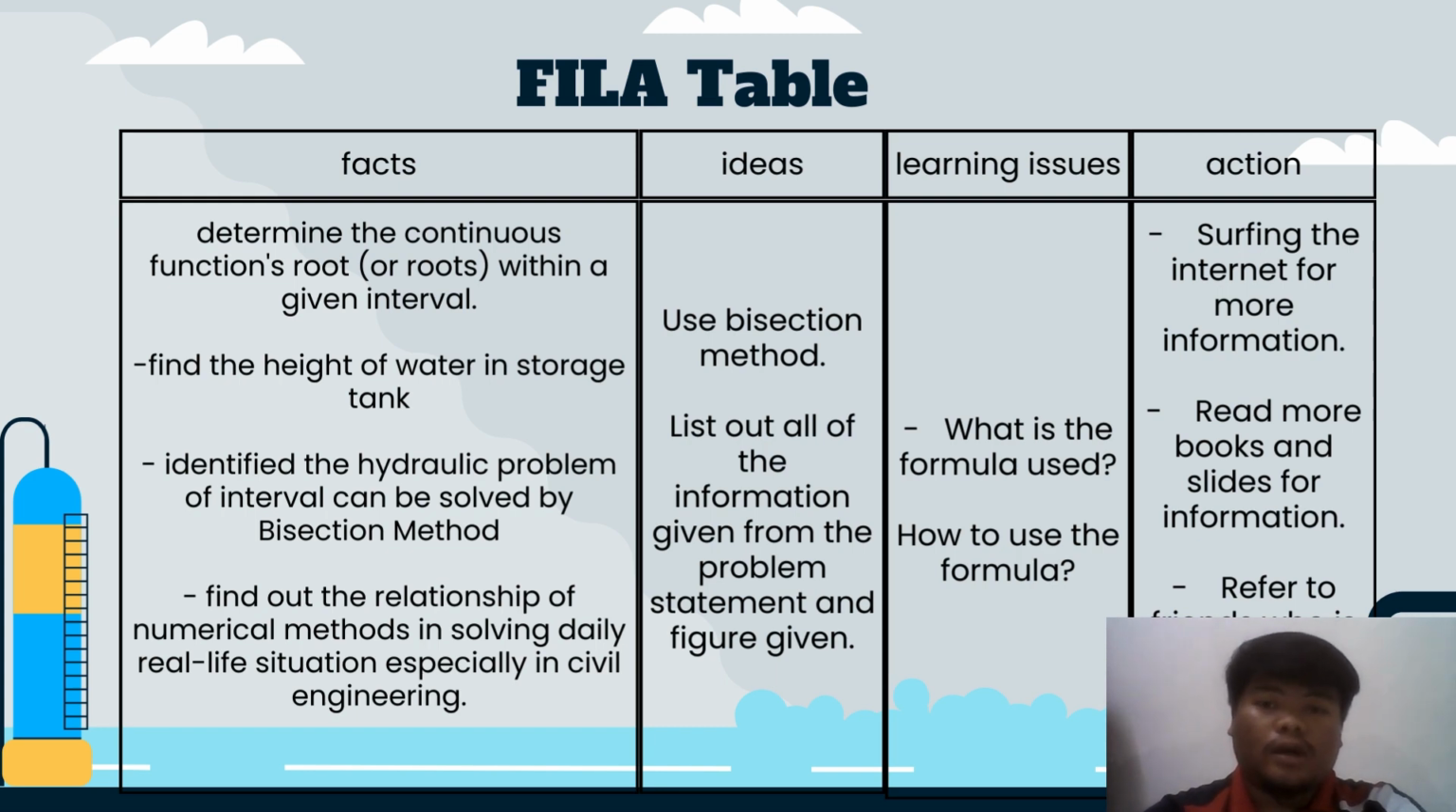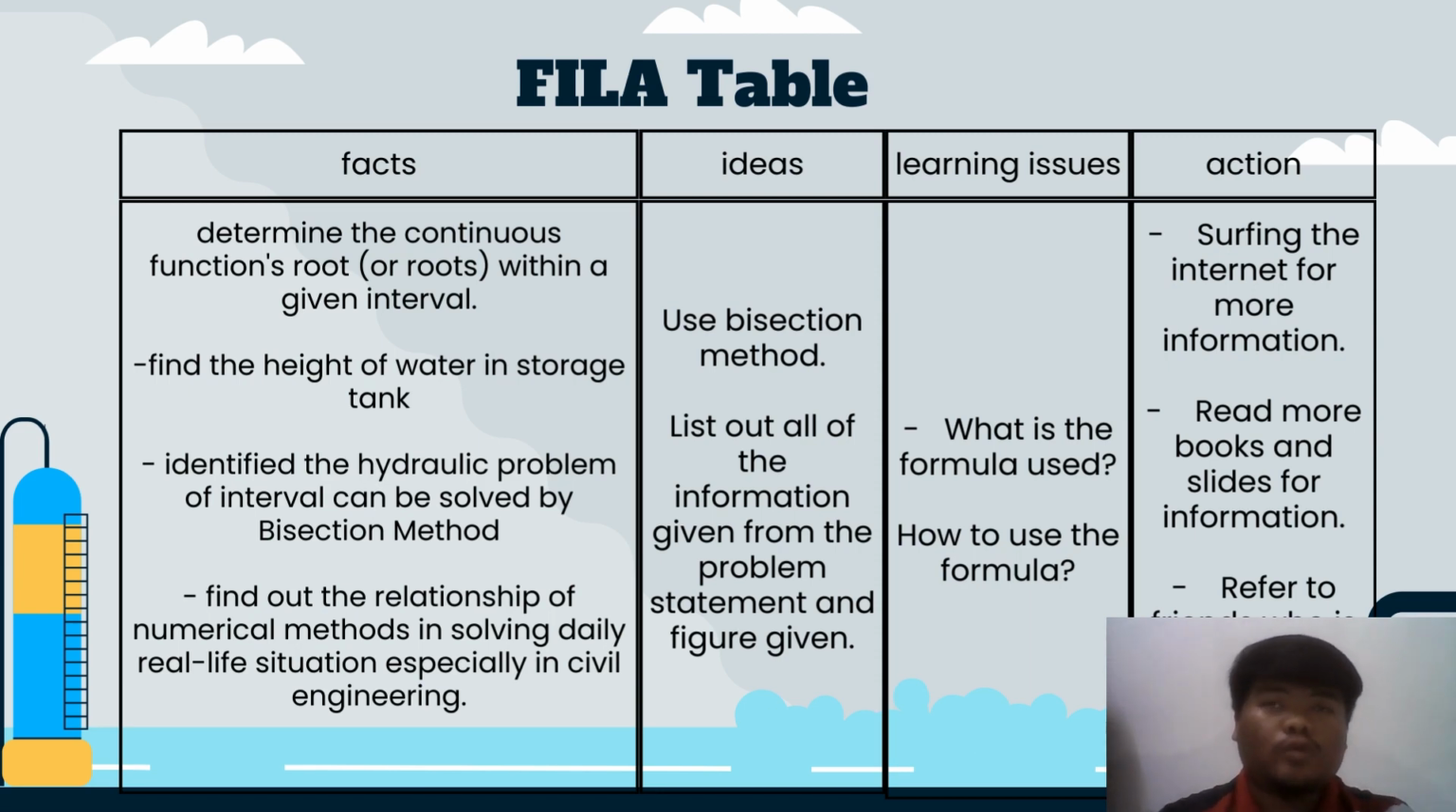The facts of the PBL table for this project are: determine the continuous function's roots within the given interval a and b, find the height of water in the storage tank, identify that the hydraulic problem of interval can be solved by the bisection method, and find out the relationship of numerical methods in daily real life situations in civil engineering. The idea is we use the bisection method, which is to find x between the interval given a and b, and list all the information that is given in the problem statement.